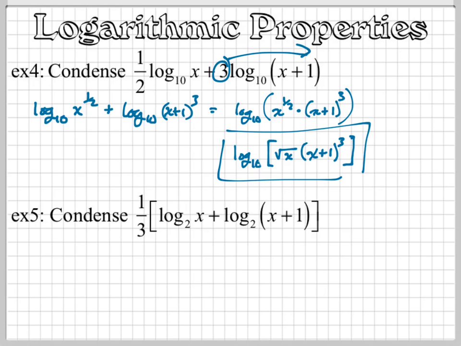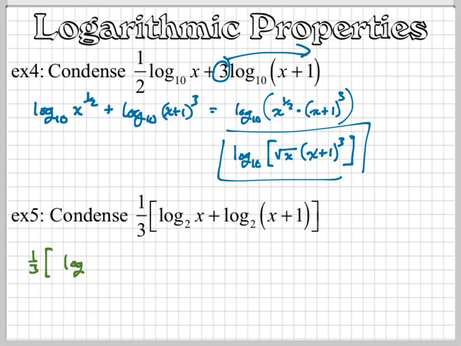There's 2 ways to do this. The way I'm going to choose to do it is I'm going to condense what's inside here first, and then I'm going to worry about this 1/3. So what's inside right here right now? How can we condense that? Do they have the same base? Yes, they do. So let's see, 1/3, and then we're going to write stuff right here.